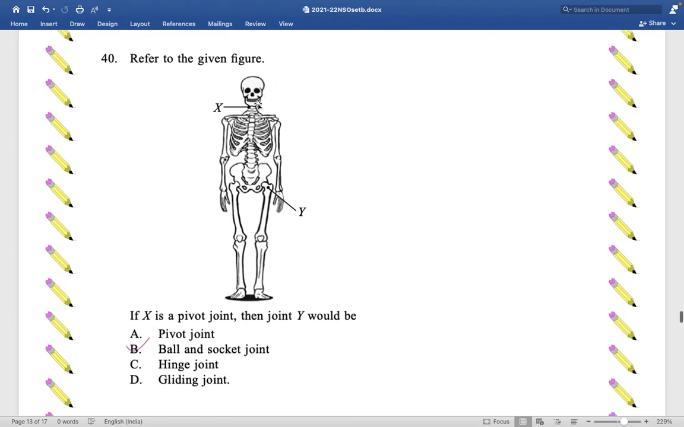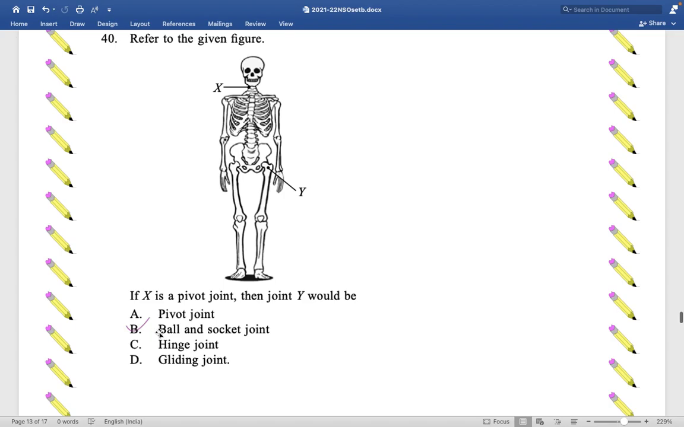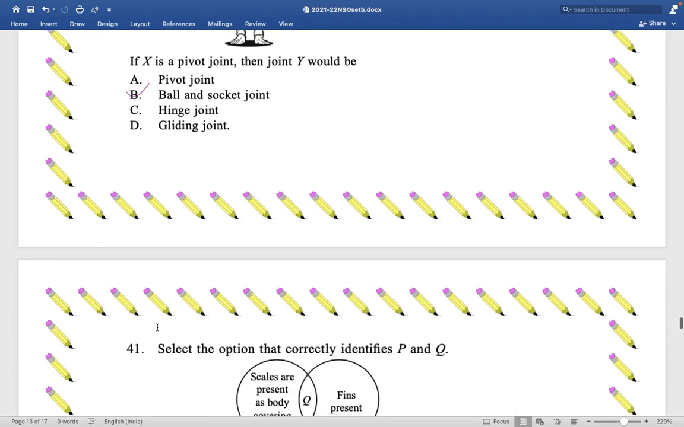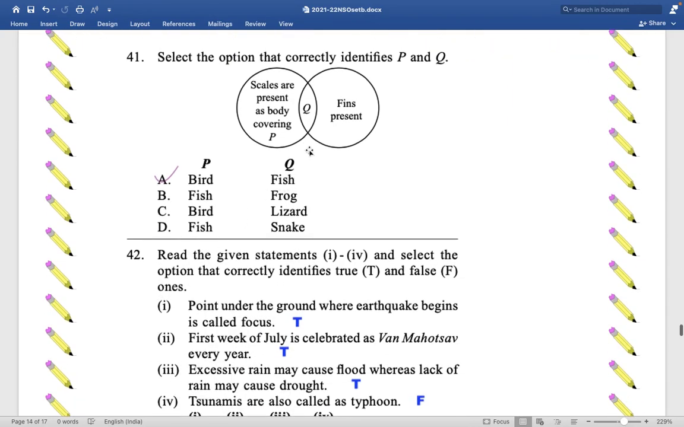X is the neck joint, which is called a pivot joint. Y is a ball and socket joint, and it allows movement in all directions. Here B shows ball and socket joint. It is the correct option. Birds have scales present on their body as body coverings on their feet. Fish have fins as well as scales, so they are true. A is the correct option.